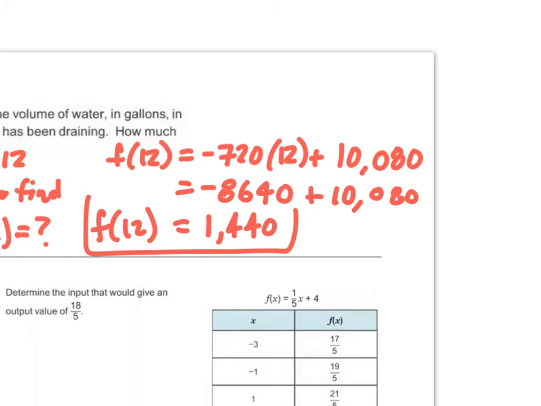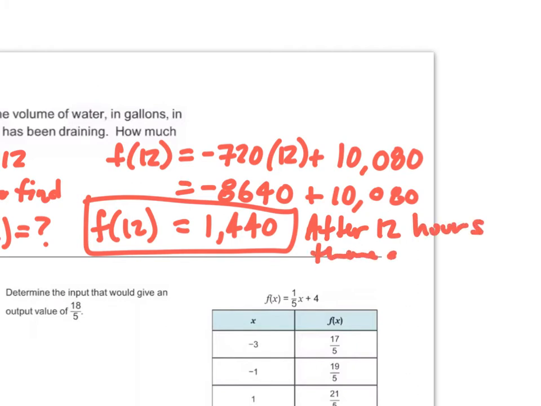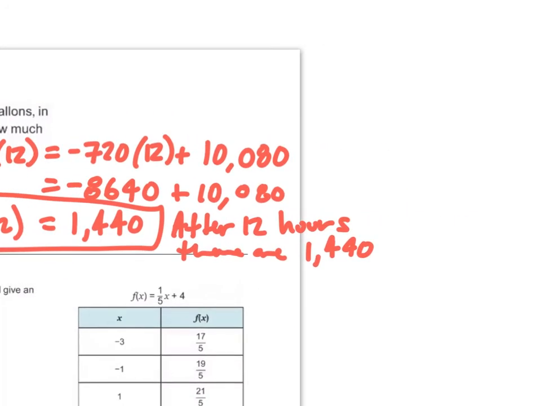So what this means, okay, when I look at this, I want to be able to explain what these numbers mean. And it says that after 12 hours, there are 1,440 gallons of water remaining. Okay? All right, let's take a look at the next one.